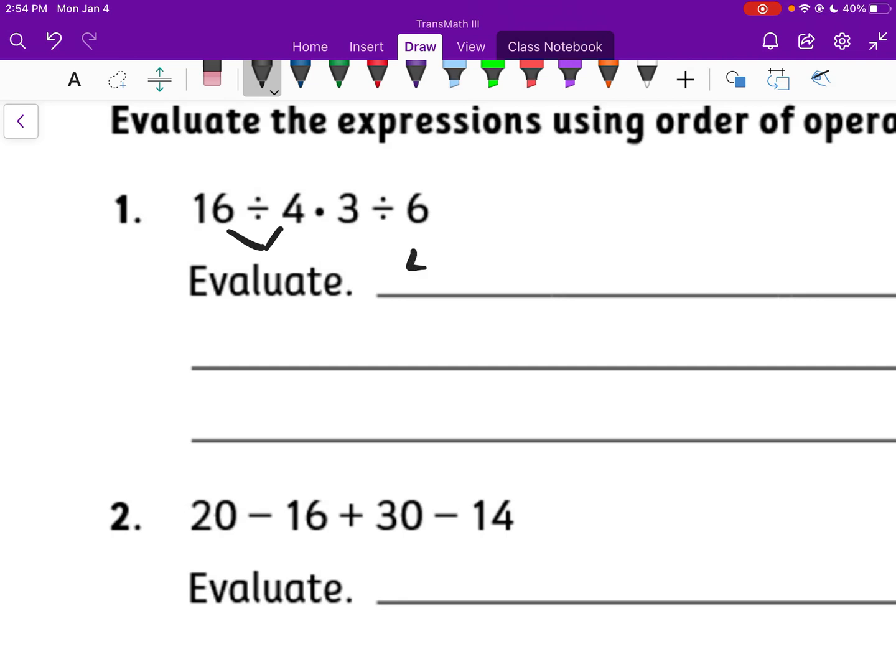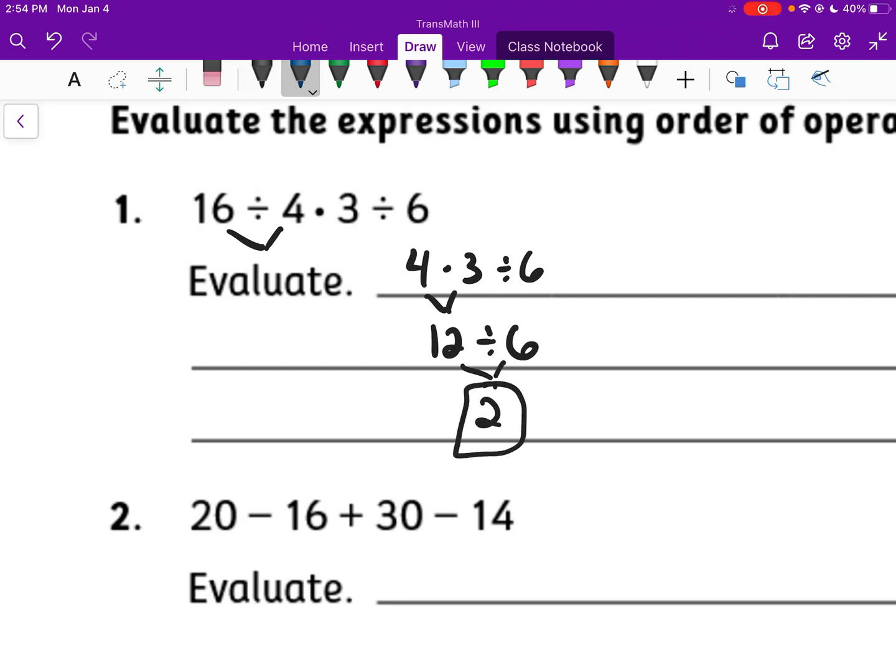Okay, so 16 divided by 4, we're going to get 4, and we're just going to rewrite the times 3 divided by 6. Then reading it again from left to right, 4 times 3, multiplication came up, so we need to work that. 4 times 3, we get 12. Rewriting that divided by 6, all we're left with is two numbers now, 12 divided by 6, which we will get 2.